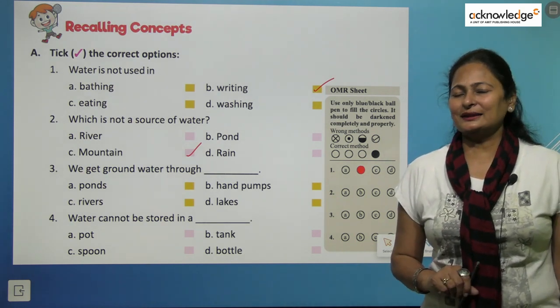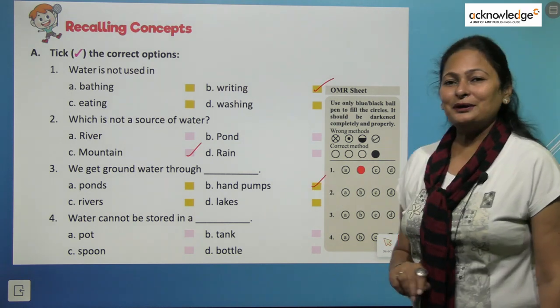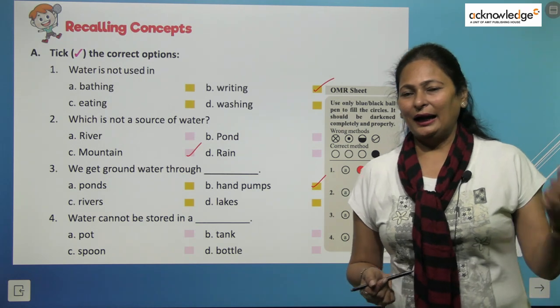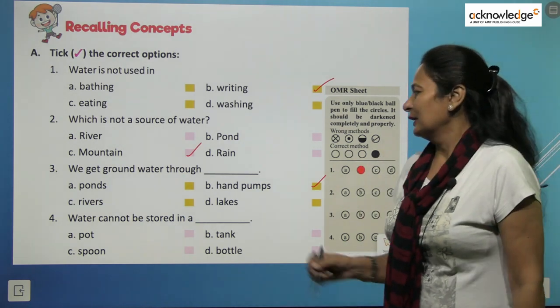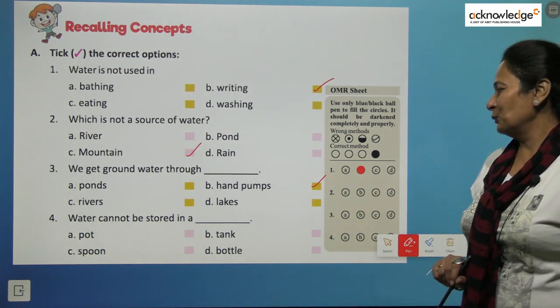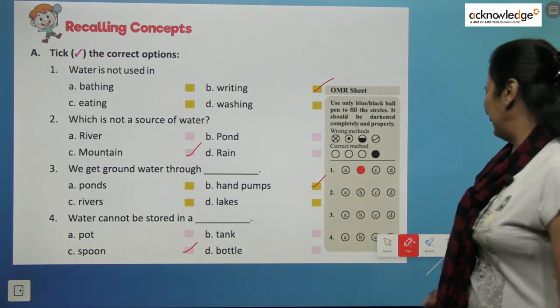We get groundwater through ponds, river, hand pumps or lake. Can you tell me the answer, kids? Excellent. It is hand pumps. Yes, we use hand pumps. We dig the ground and we put the hand pumps through which we take out the groundwater. Water cannot be stored in a pot, tank, spoon or bottle. Of course, it is spoon, right?